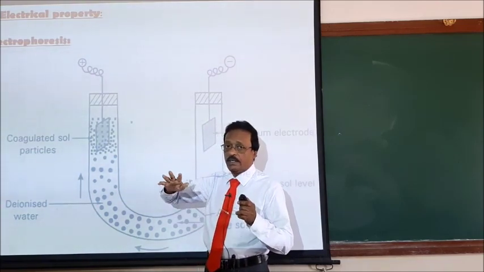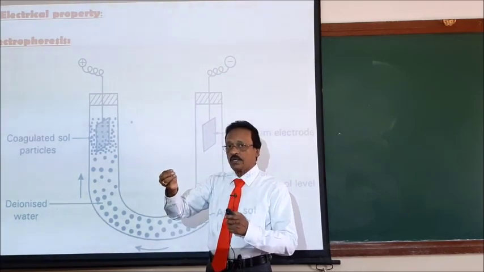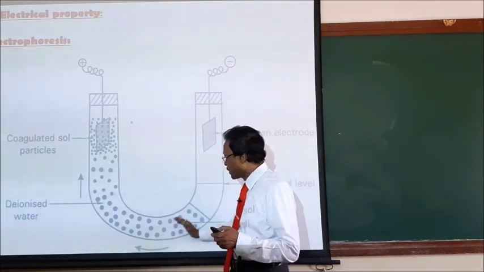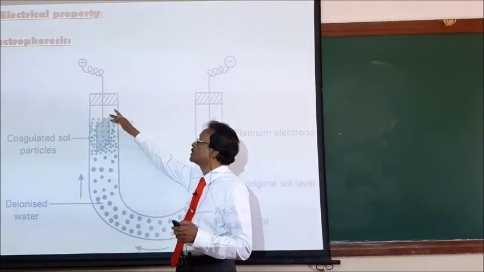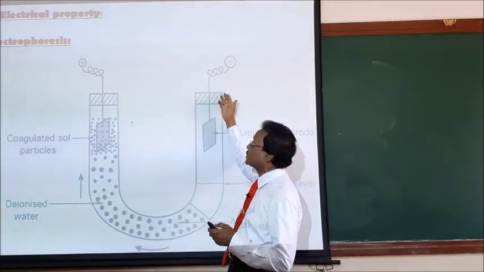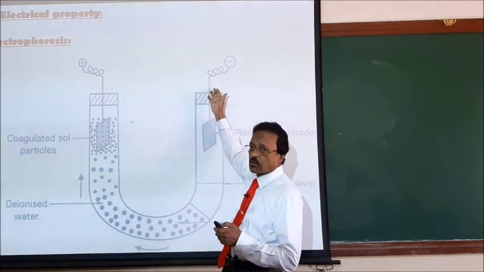Unlike an electrolyte, where positive ions move toward the negative plate and negative ions move toward the positive plate, in this colloidal dispersion all the particles have a particular charge. So they move towards only one of the electrodes, either towards the anode or towards the cathode. If they move towards the anode, we call it anaphoresis, and if they move towards the cathode, it is called cataphoresis.